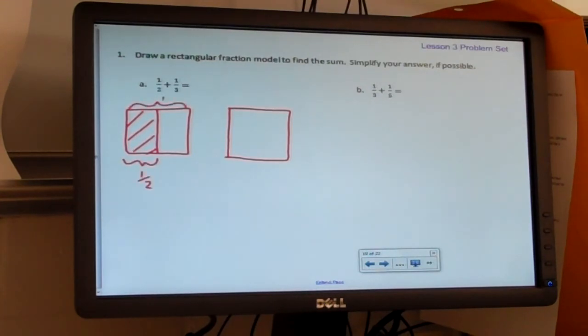Why am I putting this 1 up here? Julia? Because you shaded in one. Not because I shaded in 1. I only shaded in this part right here. Because it's one box. Because it's equal to 1 half. Right, because it's one whole. So I'm drawing this to represent one whole, and then I'm drawing this to represent 1/2, okay? So far we represented our fraction of 1/2.